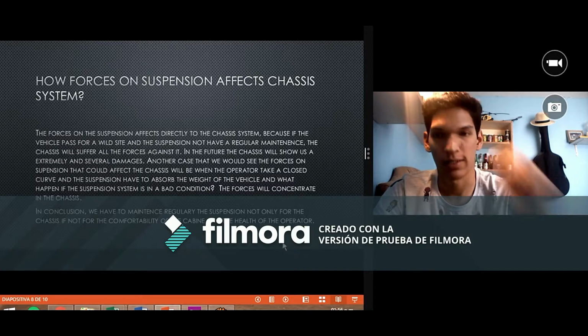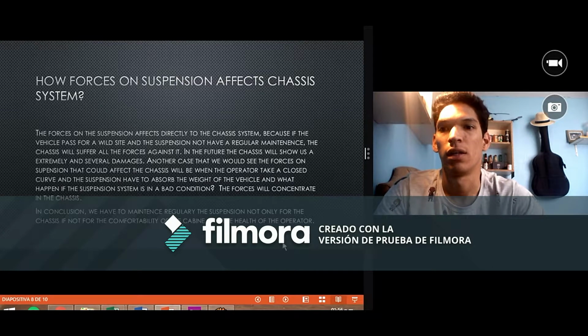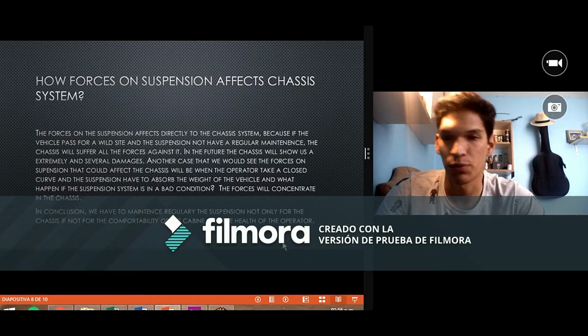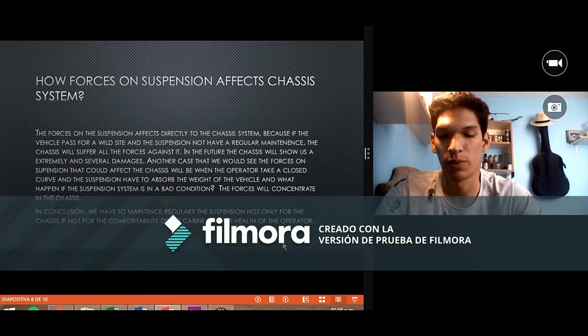Then we have to analyze the questions. The first is how forces on the suspension affect the chassis system. We have to read a little of my text. The forces on the suspension affect the chassis system directly, because if the vehicle passes over a wild side and the suspension does not have regular maintenance, the chassis will suffer all the forces against it.